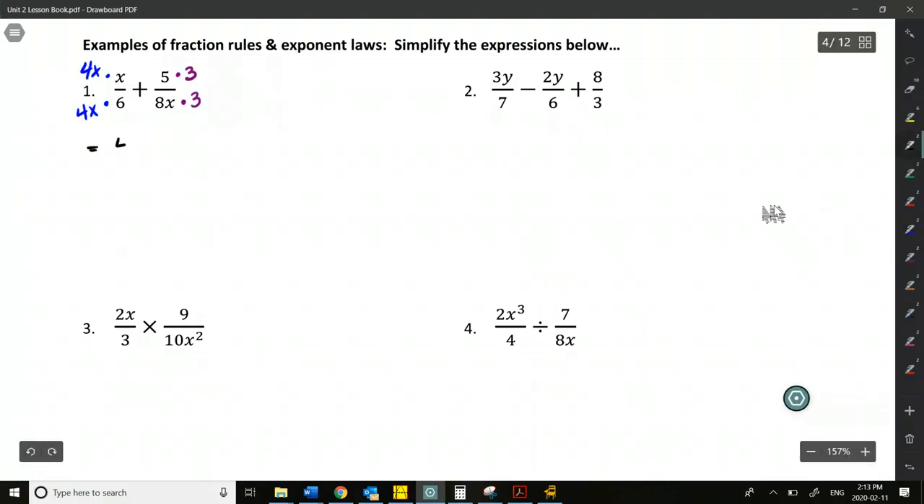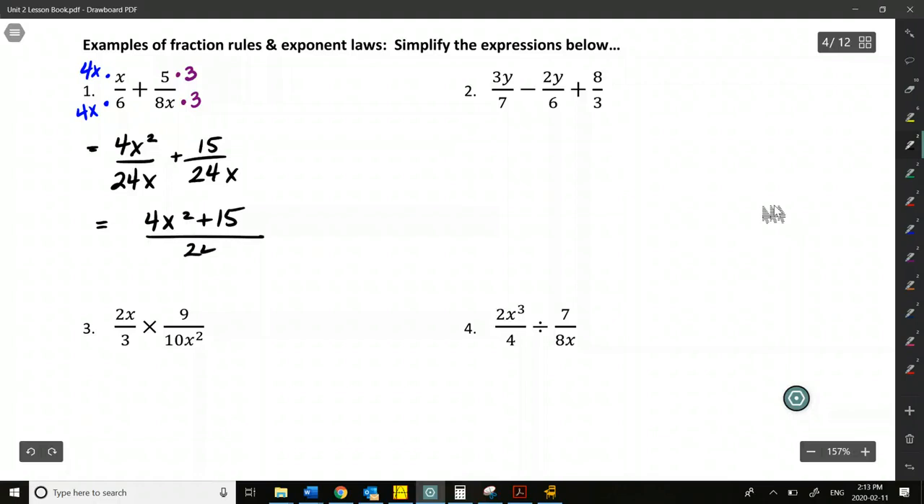All right, so we will get 4x times x, that's 4x squared, over 24x, plus 15 over 24x. And then you can merge these into one fraction. So keep the denominator and put the numerators together.